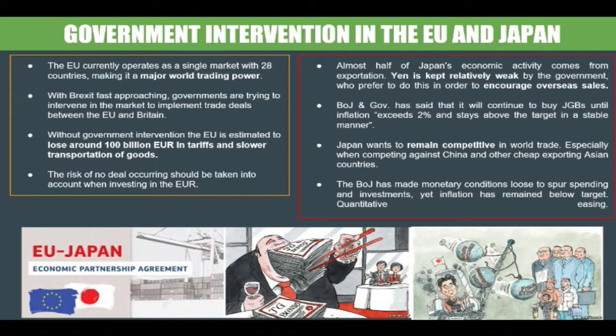So with Japan, almost half of Japan's economic activity comes from exportations, and the Japanese government and the Bank of Japan want to keep the yen relatively weak so they can encourage more overseas sales and remain competitive in world trade, especially when competing against China and other cheap exporting Asian countries. The Bank of Japan and the government have said they will continue to buy Japanese bonds until inflation exceeds 2% and stays above the target in a stable manner.